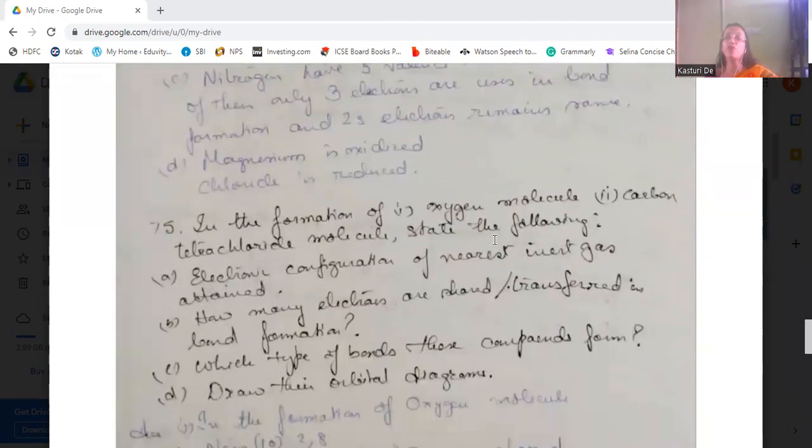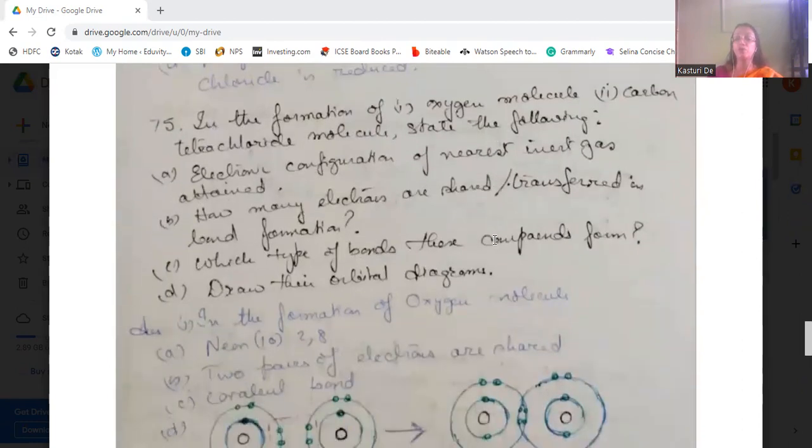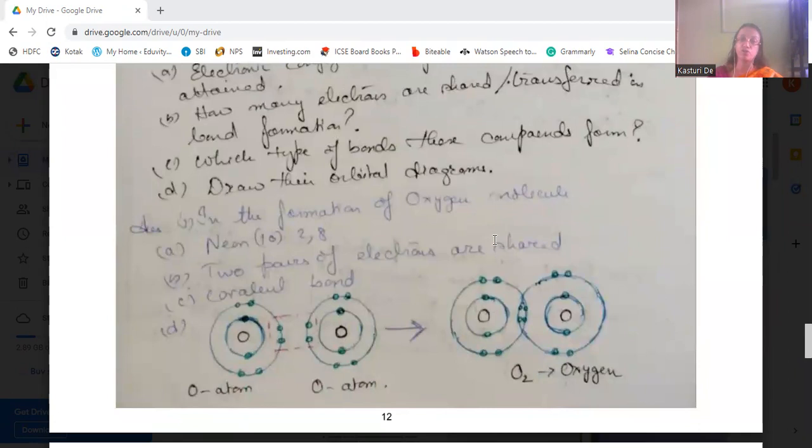Next, the oxygen molecule and carbon tetrachloride molecule take the electronic configuration of the nearest inert gas. How many electrons are shared or transferred in the bond formation? Which type of bond do these compounds form? And draw their orbital structure. So first is the oxygen molecule. It will have the neon gas electronic configuration, and 2 pairs of electrons are shared in the formation of the oxygen molecule.